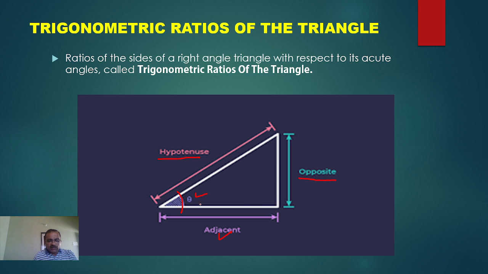That means the representative angle is theta here. In case we change the representative angle, and make this the representative angle theta, then this will become the opposite side and this will become the adjacent side, and the hypotenuse remains as it is. So the opposite side and adjacent side depend upon the angle you select as the representative angle. Like this, the 3 sides are marked in the trigonometric ratios of the triangle.